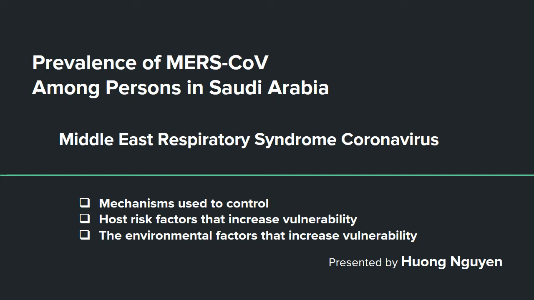The first is the mechanism used to control MERS-CoV. The second is the health risk factors that increase the vulnerability. The third is the environmental factors that increase the vulnerability.